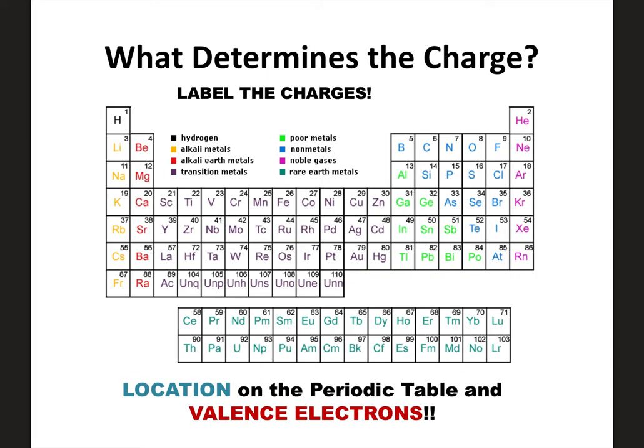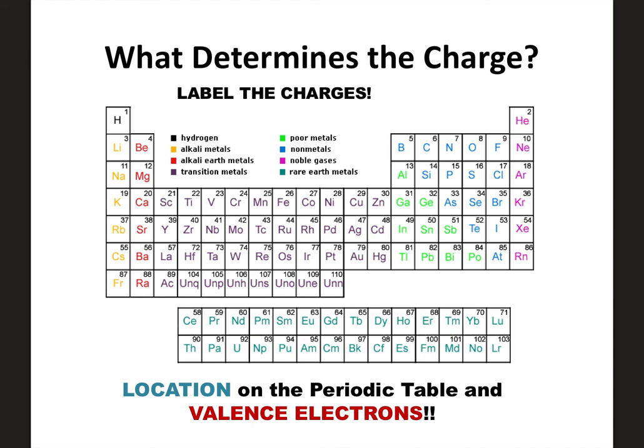What actually determines the charge here? What determines if an element wants to be a 1 plus or a 2 plus or a 3 minus? Well, it's going to be the location on the periodic table. Location, location, location, and the number of valence electrons. So it makes sense here if we're talking about the valence electrons being important. Each column has the same number of valence electrons. Each column is going to have a specific charge that it likes to form.